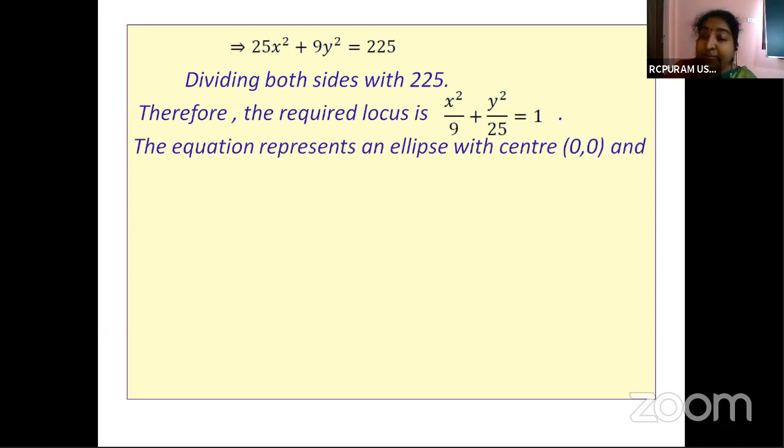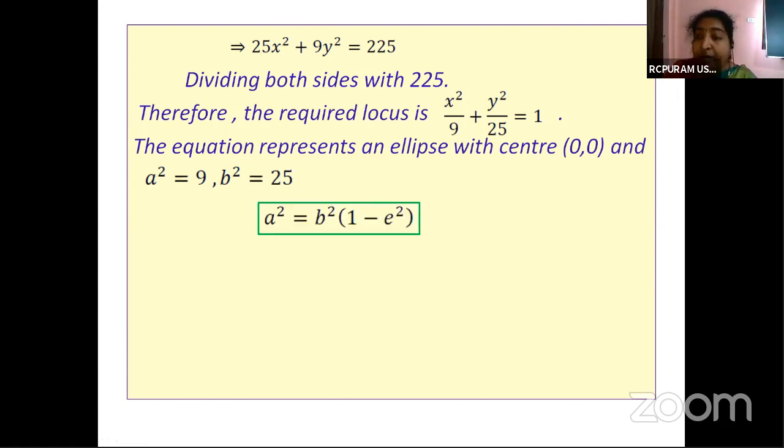Here the center of the ellipse is taken as 0, 0, right? And the a square value. See, any ellipse equation will be of the form x square by a square plus y square by b square equal to 1, isn't it? So you will have a square as 9 and b square as 25. Then we have a formula in ellipse, that is a square is equal to b square into 1 minus e square, children. This e, the value e is called as eccentricity.